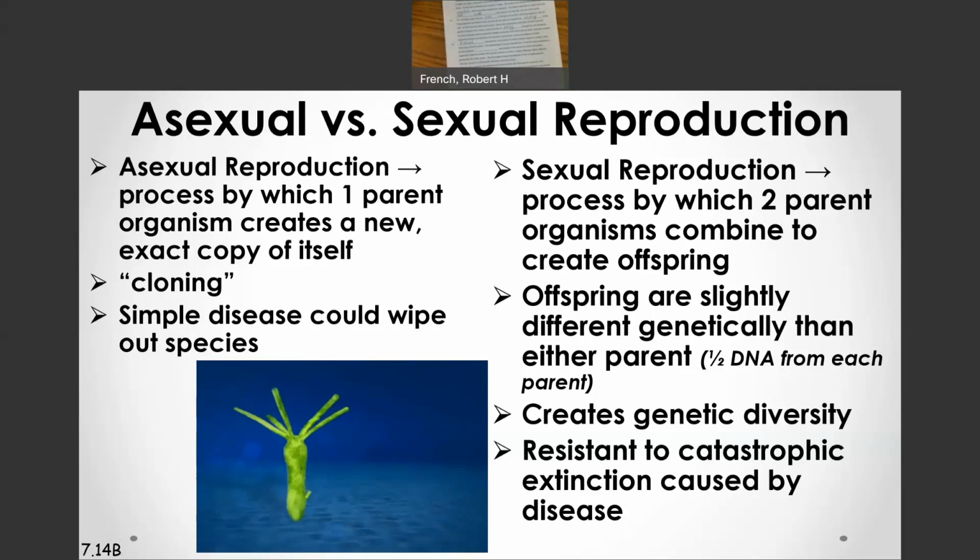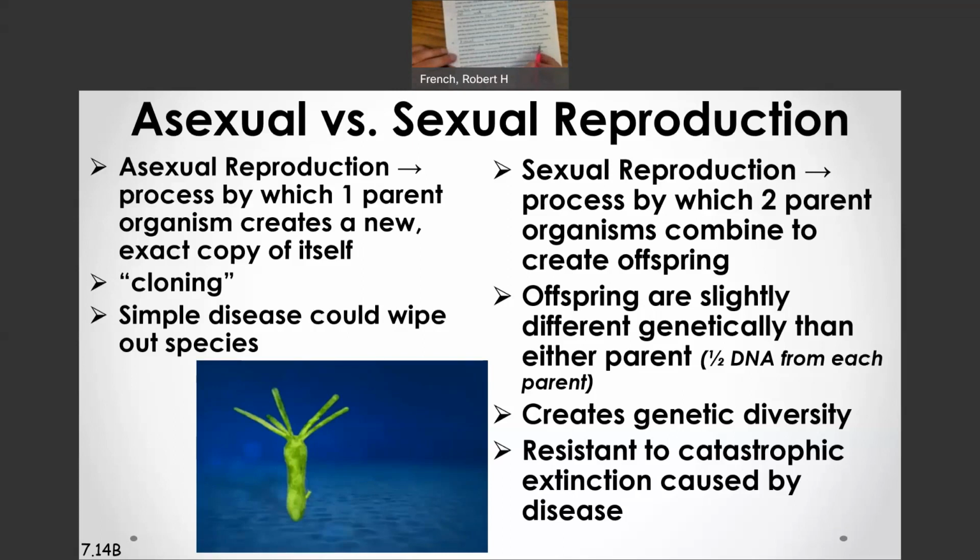So asexual reproduction produces literal clones. That's a biological term, not a sci-fi term in this case. The disadvantage of asexual reproduction is that the entire population is at risk by disease, because if everything in that population has the exact same DNA, if it has a weakness to some disease, there's not any variation to help protect it. It'd be like if COVID had hit and we were all super susceptible to it, instead of just some people being especially susceptible to it.